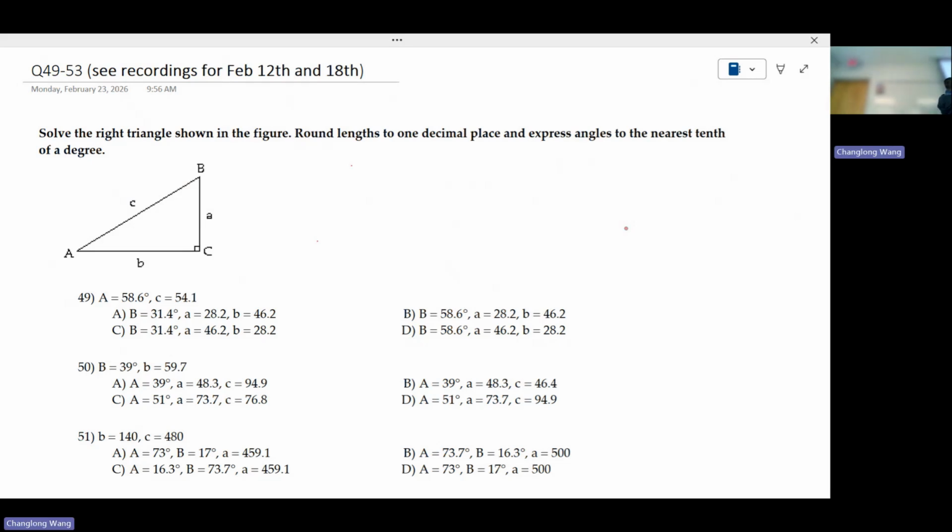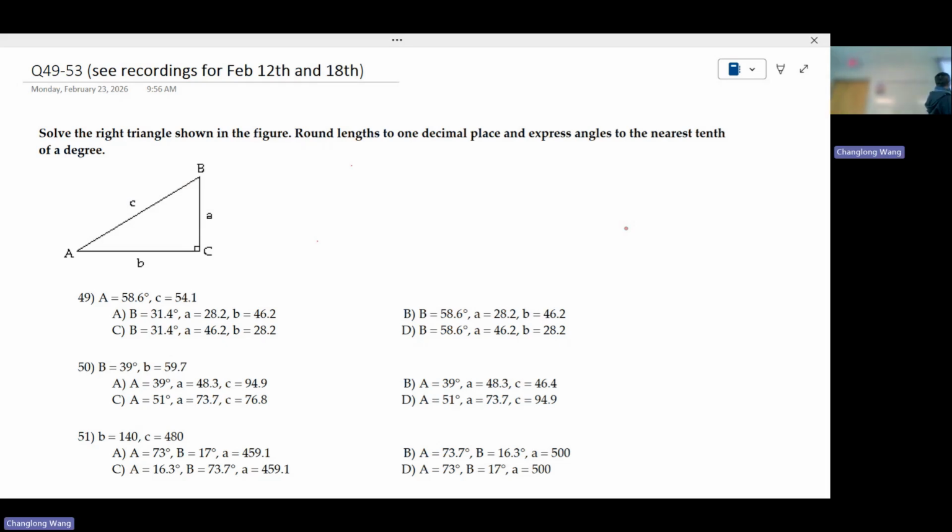You can probably tell. In 49 and 50, they are talking about a given angle and a side. In that case, you can find the other missing acute angle almost without any effort, and find the 2 missing sides using sine, cosine, tangent, however you want. So that's more intuitive.